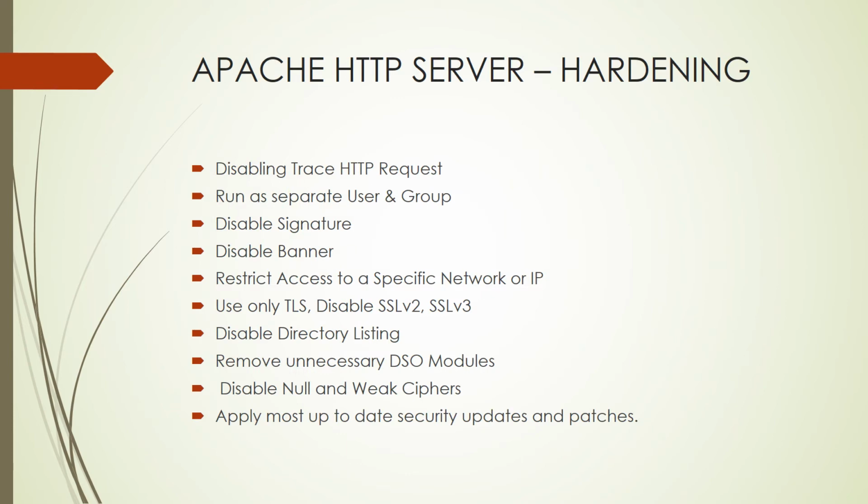So here we'll talk about Apache HTTP server and some of the hardening techniques. We'll start with the first one, which is disable TRACE HTTP request, which is very important. Trace enabled allows for cross-site tracing issues, potentially giving a hacker the option to steal your cookie information. So the solution would be to address this security issue by disabling the TRACE HTTP method in the Apache configuration.